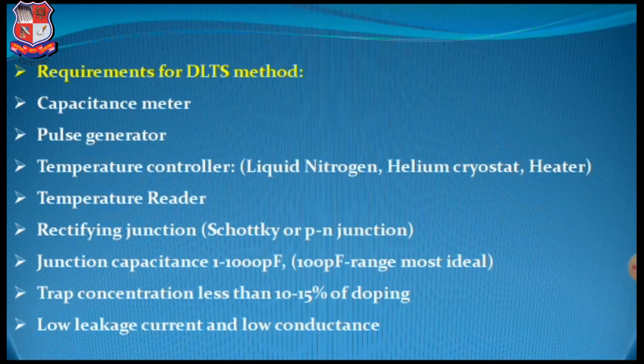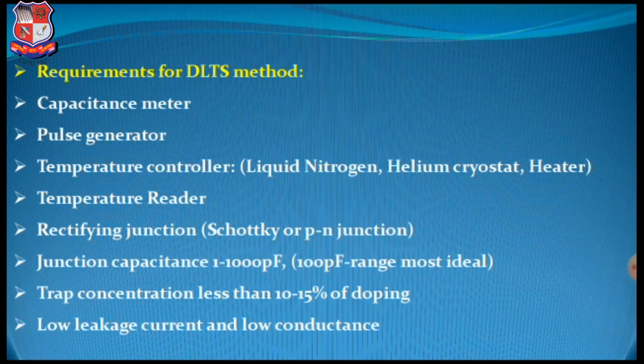So what are the requirements for the DLTS method? The major electrical equipments necessary for this method are a capacitance meter, a pulse generator to increase the number of charge carrier concentration in the conduction band, a temperature controller, may be liquid nitrogen, helium cryostat or heater, a temperature reader, there is a thermometer or digital thermometer, a rectifying junction, that is a well-known Schottky or PN junction diode, junction capacitance between the range of 1 to 1000 picofarad, but the most ideal range is of 100 picofarad.